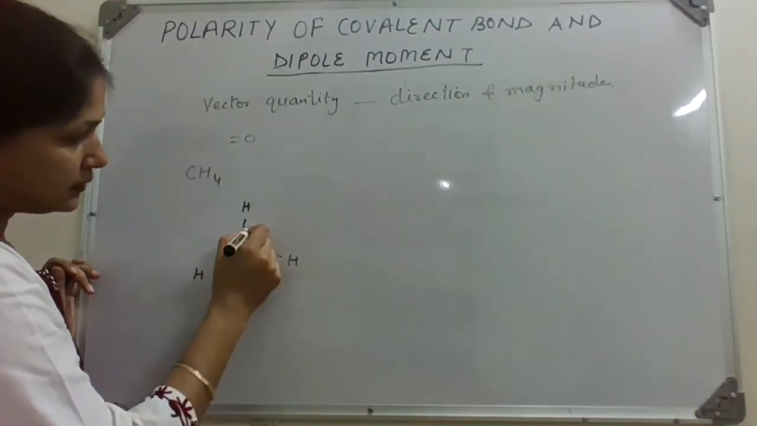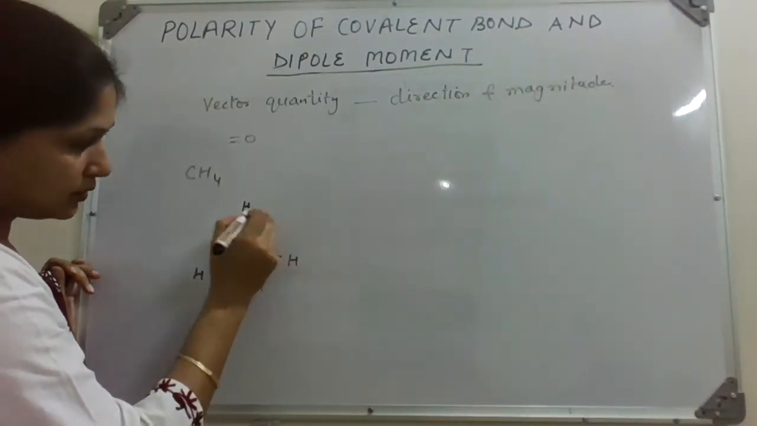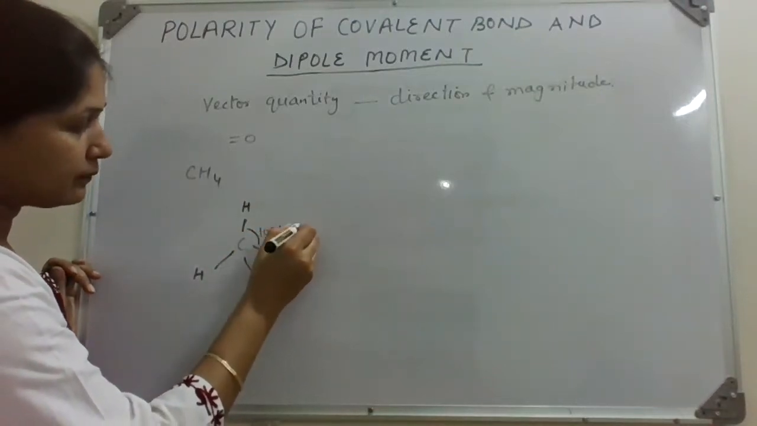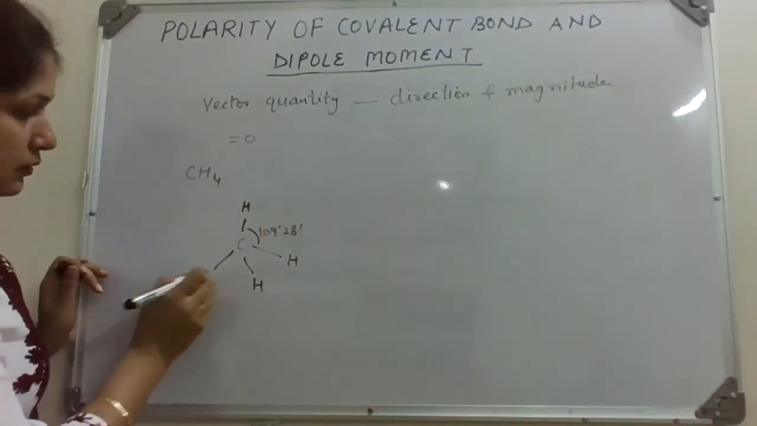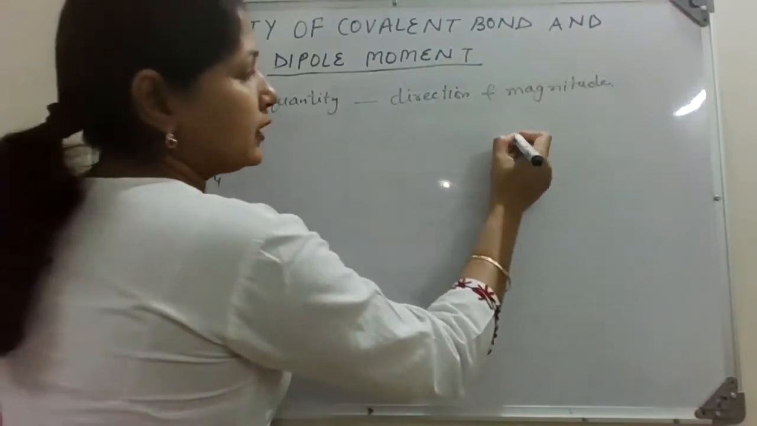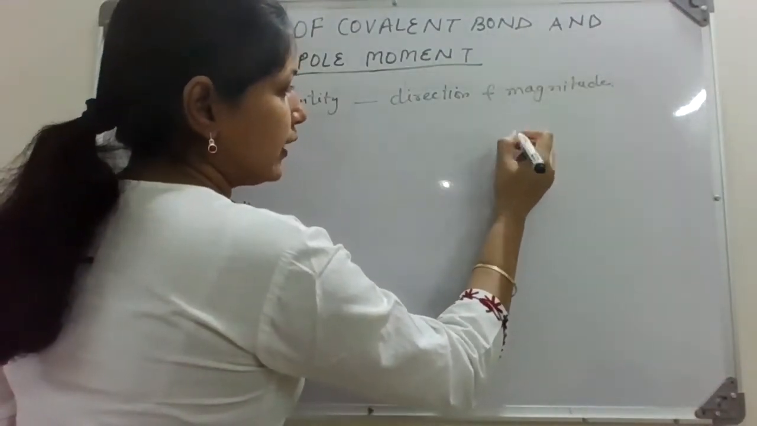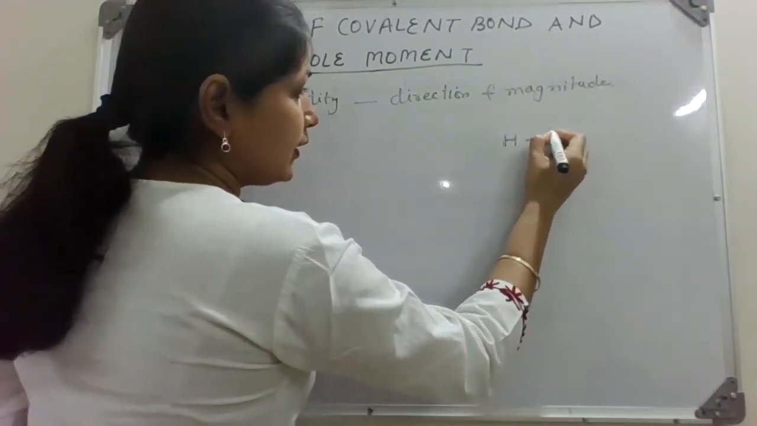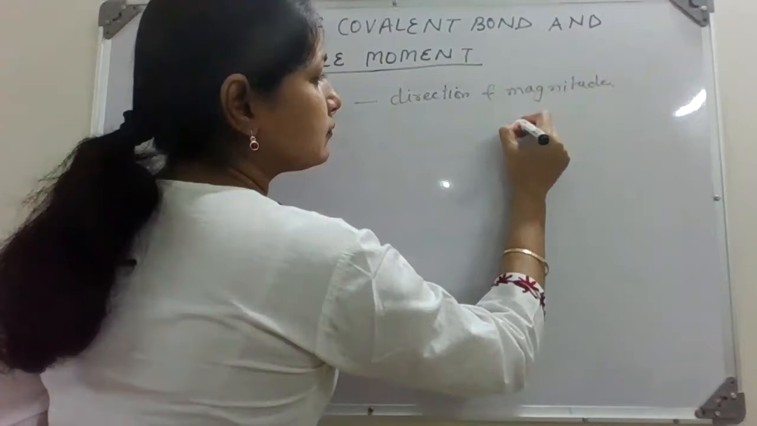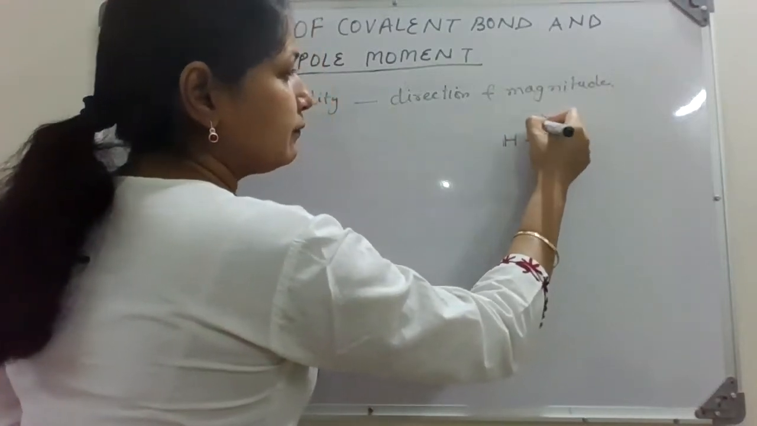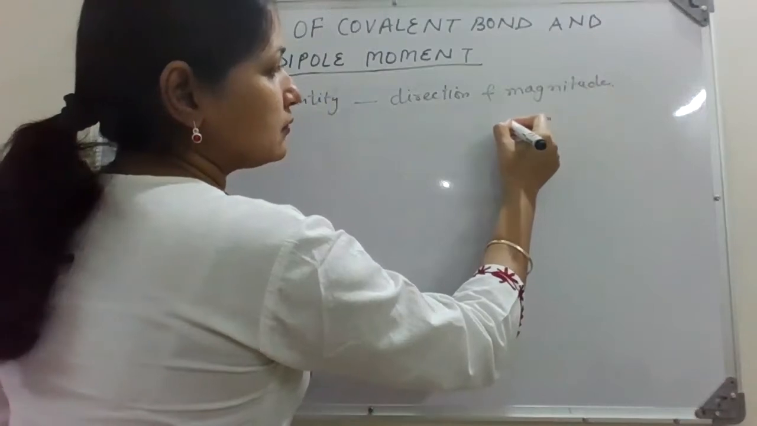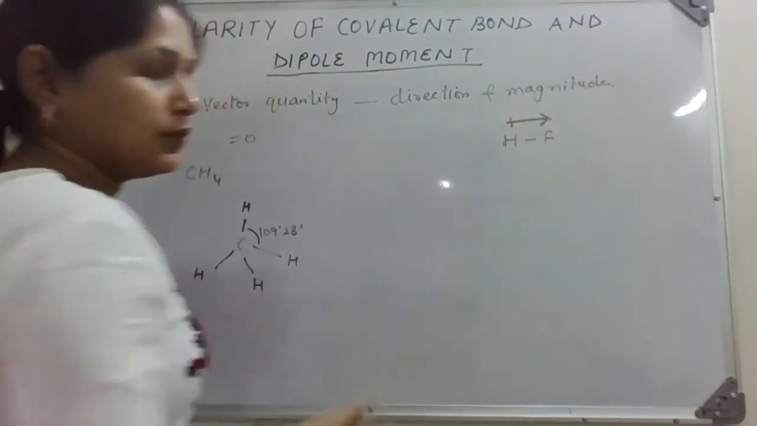The angle between the HCH bonds is always equal for all the bonds. It is 109 degrees 28 minutes. One more thing: dipole moment in a molecule is shown like this. Suppose it is the molecule hydrogen fluoride. Dipole moment is shown by an arrow towards the more electronegative atom with a plus sign on its tail. This is how dipole moment is shown in a molecule.